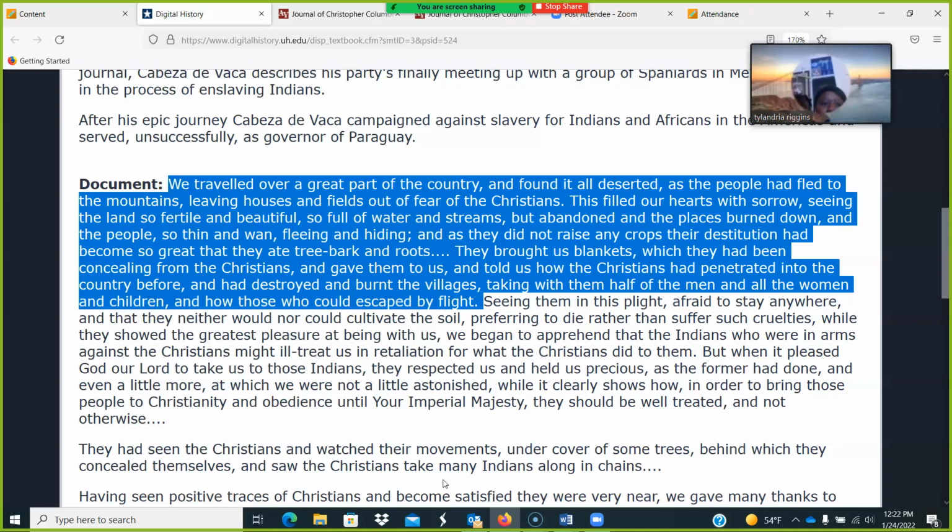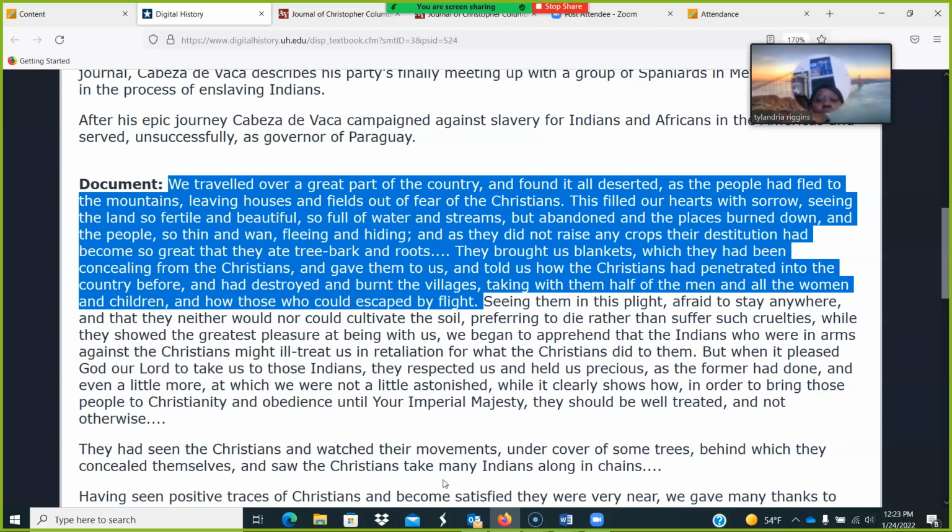We traveled over a great part of the country and found it all deserted, as the people had fled to the mountains, leaving houses and fields out of fear of the Christians. This filled our hearts with sorrow. Seeing the land so fertile and beautiful, so full of water and streams, but abandoned, and the places burned down, and the people so thin and wan, fleeing and hiding, and as they did not raise any crops, their destitution had become so great that they ate tree bark and roots.